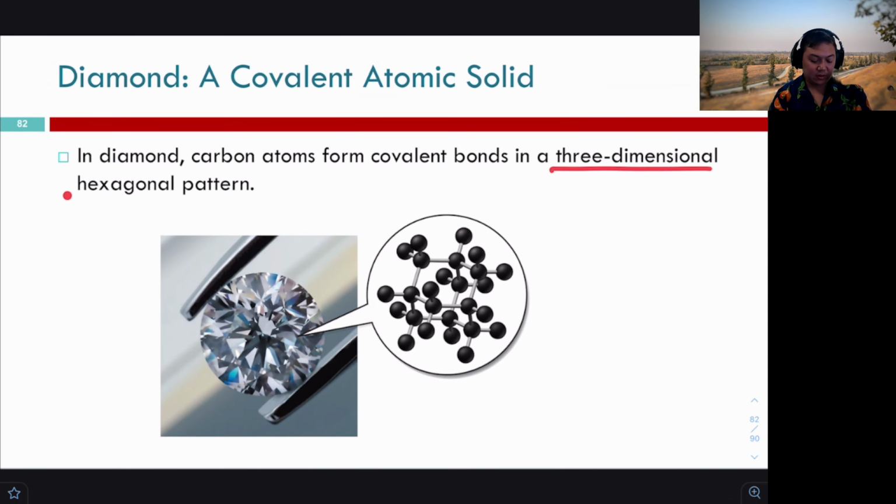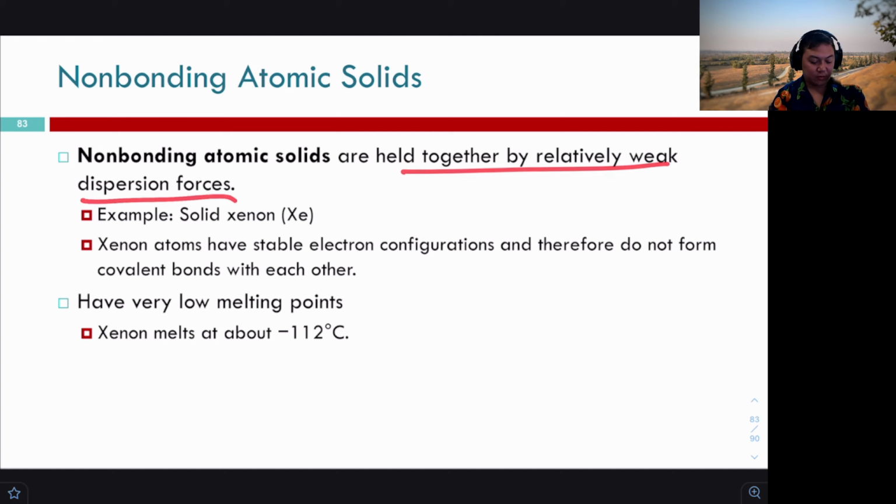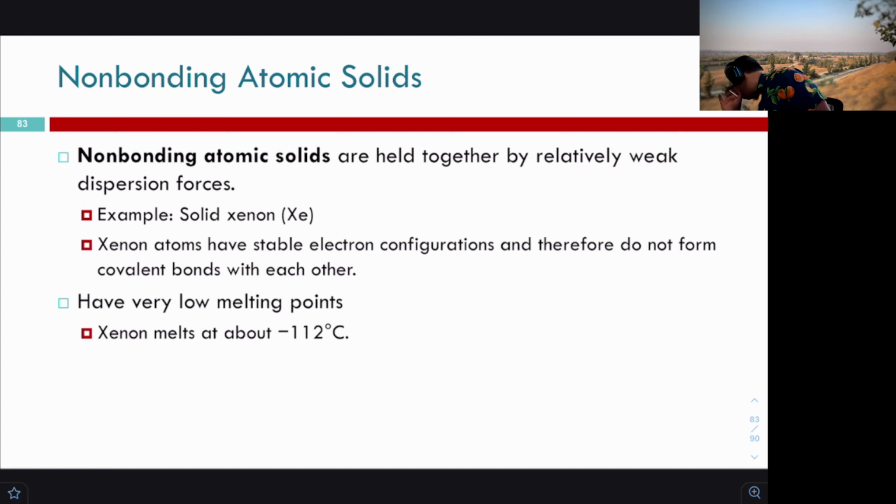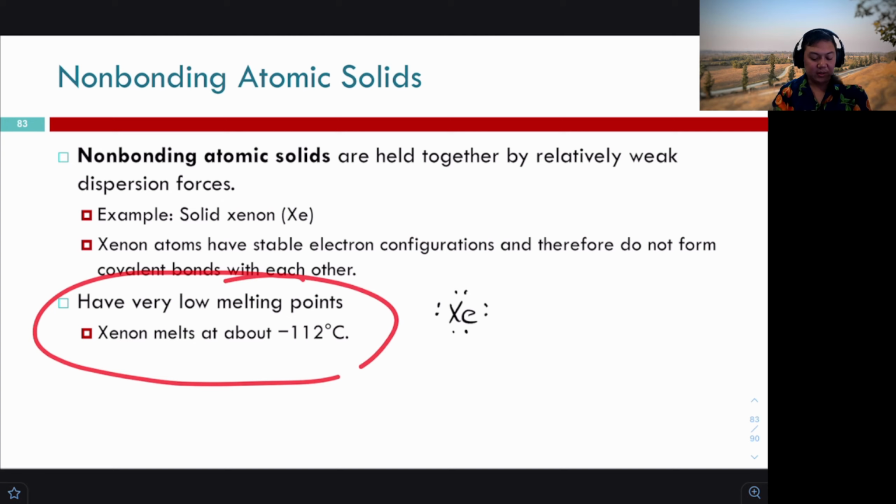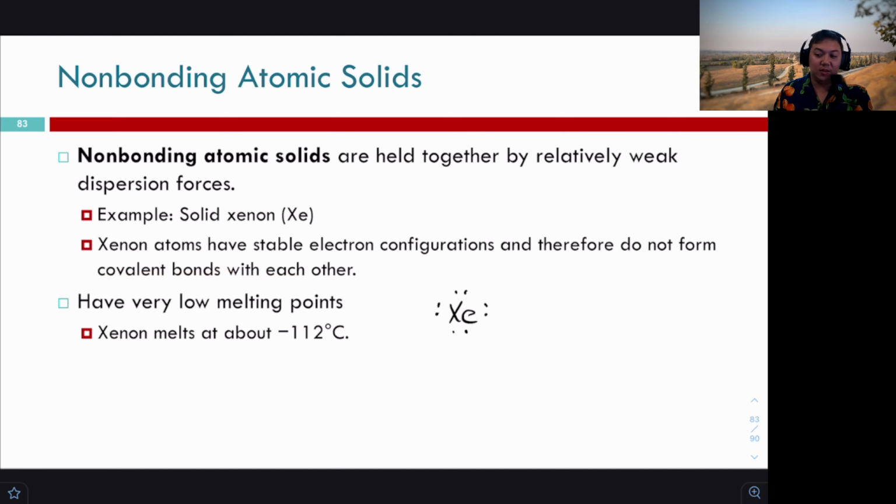Non-bonding atomic solids are held together by relatively weak dispersion forces, such as solid xenon. Xenon atoms have stable electron configurations. Remember, xenon's a noble gas, so it has 8 valence electrons. It's not going to form any bonds. And they have very low melting points. And again, this is because the only thing holding the xenon atoms together are dispersion forces, which are very, very weak forces.